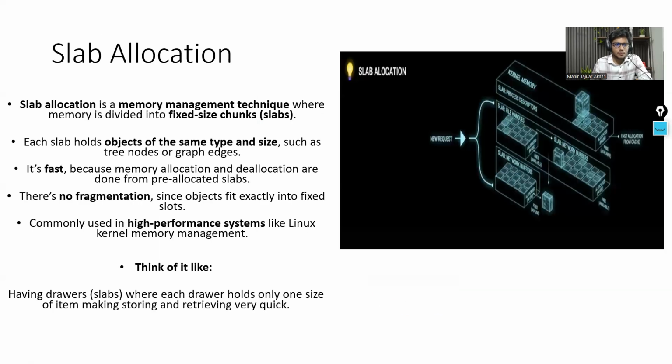Now let's talk about one of the important parts of this question, which is slab allocation. What is that? It is one of the core concepts in the Linux system as well. When you think about slabs, basically think about a drawer. Each drawer holds one size of item, and it helps us with storing and retrieving as well. I think this picture can make you understand the basic concept of slabs. It is like objects of the same type and size, such as tree, node, or graph, that sit together. So this is the concept of slabs.